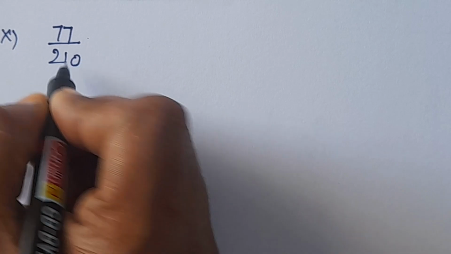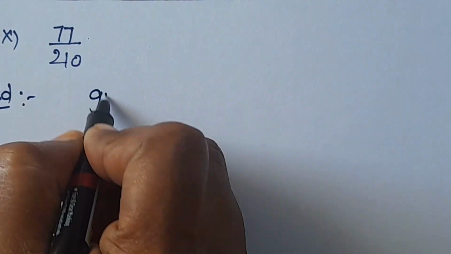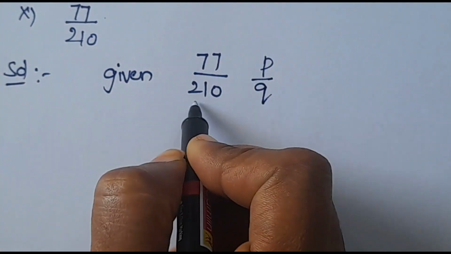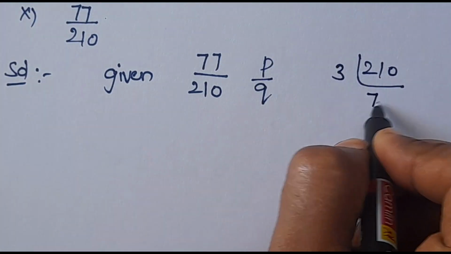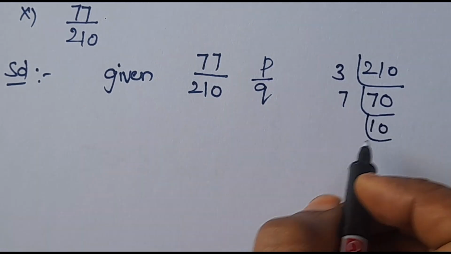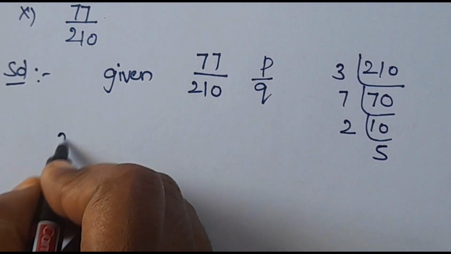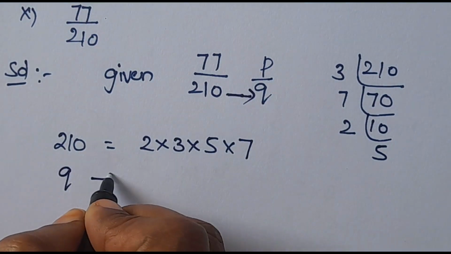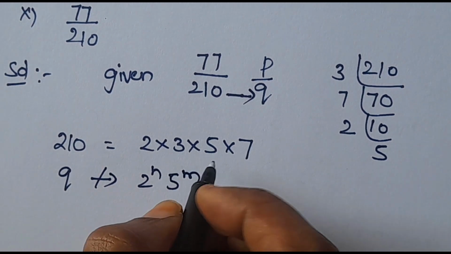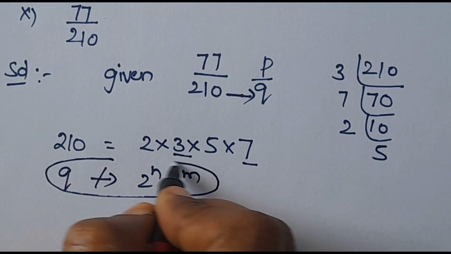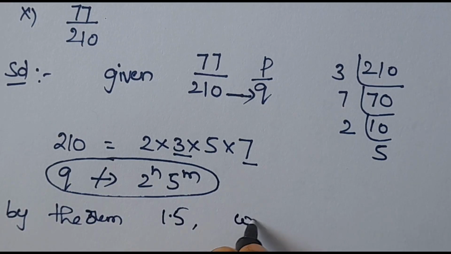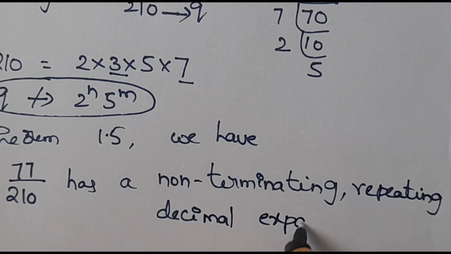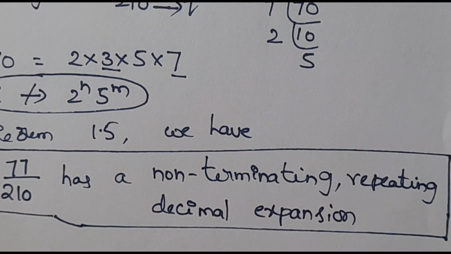Next, last bit, 10th one, 77 divided by 210. The given rational number is 77 divided by 210, which is in the form of p by q, and we have to find the factors of 210. We write 210 as 2 into 3 into 5 into 7. It's clear that by Theorem 1.5, the given rational number has a non-terminating decimal form. Without performing division, by using Theorems 1.4 and 1.5, we determined which of the given numbers have a terminating decimal expansion and which have a non-terminating decimal expansion.